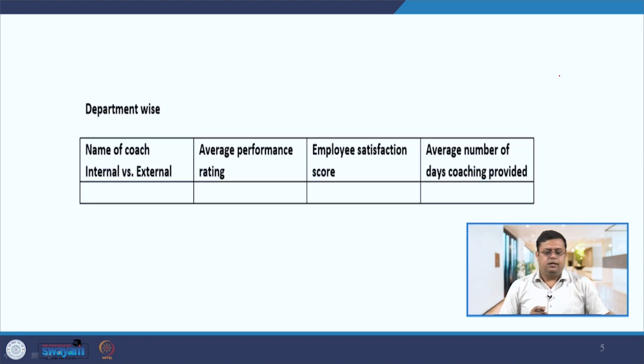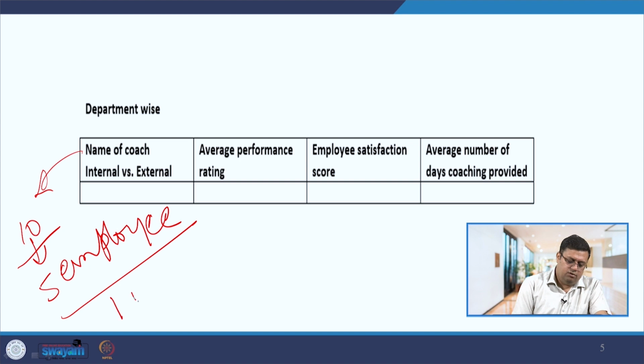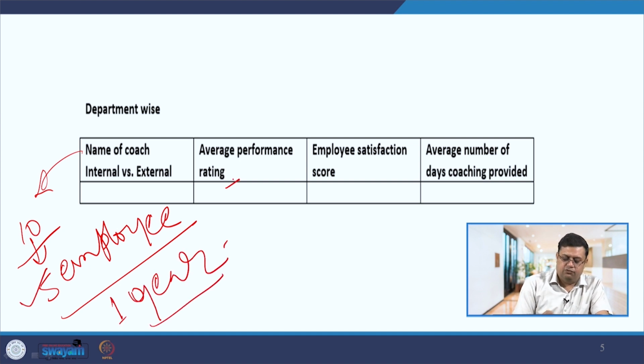Now let us come to the next aspect, that is coach performance. Now you have to measure coach performance. Let us assume you have 10 coaches in the department. Under each coach, 5 employees are being trained. Let us assume they are trained for 1 year. After 1 year, what is the average performance rating of these 5 employees?